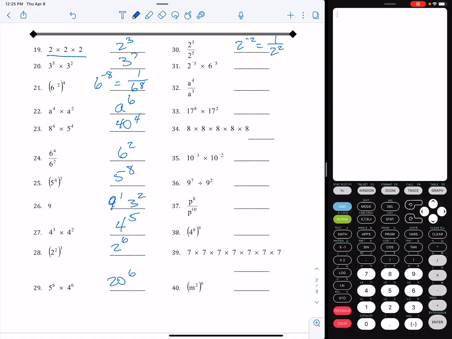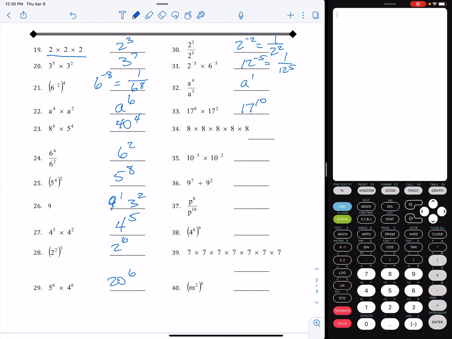Number 31, our bases are different and our exponents are alike. So that means we multiply our bases and we keep our exponent. But it's negative, so that means I've got to flip it. So 1 over 12 to the 5th. Number 32, okay, your bases are alike. So you keep your base and you subtract your exponents because it's division. So it's going to be a to the 1st power. Number 33, got 17 to the 8th and 17 to the 2nd, which is going to make 17 to the 10th.